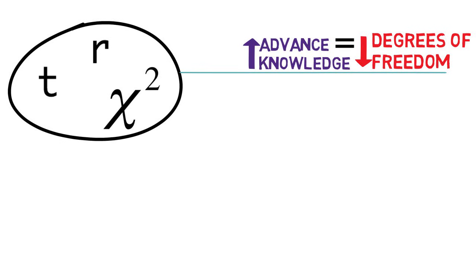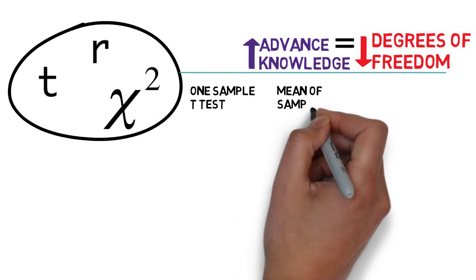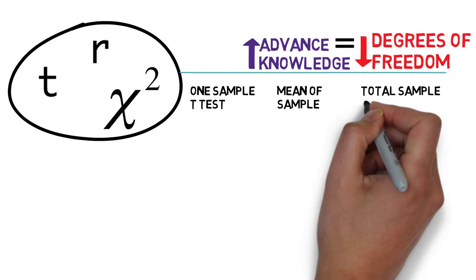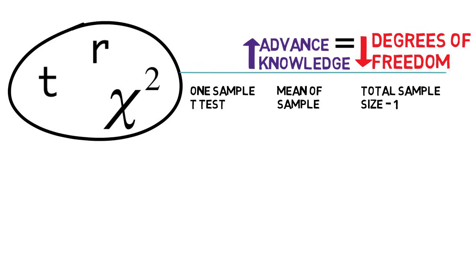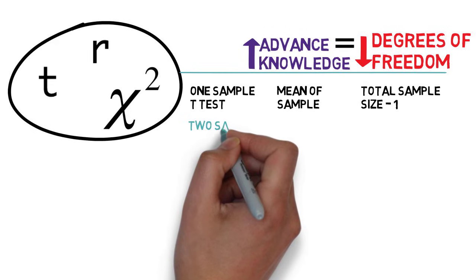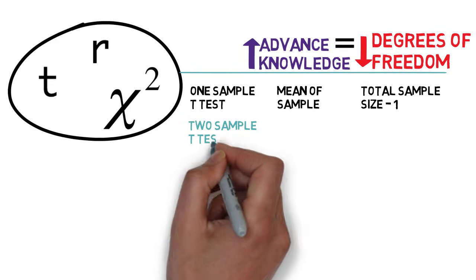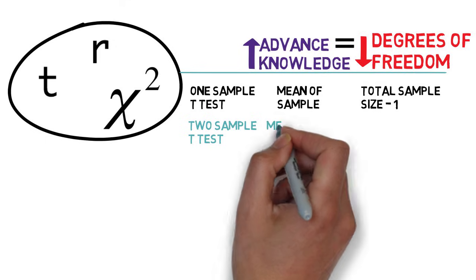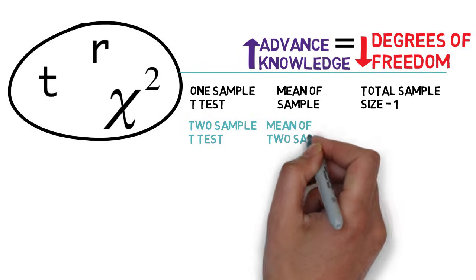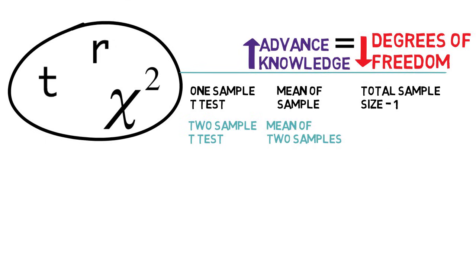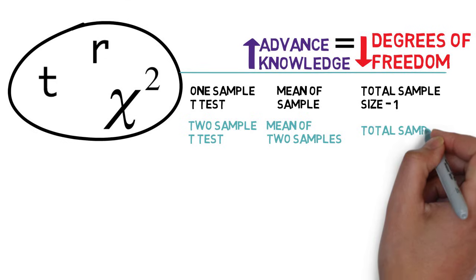For a one-sample t-test, you only have to know the mean of your sample to calculate the t-statistic. So the degrees of freedom is n-1. For a two-sample t-test, you have to know the means of both samples. That is, 2 pieces of information. So the degrees of freedom you have to play with is the combined sample size minus 2.